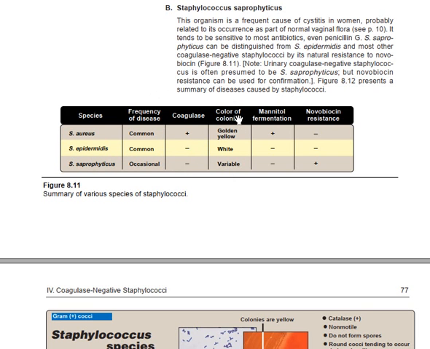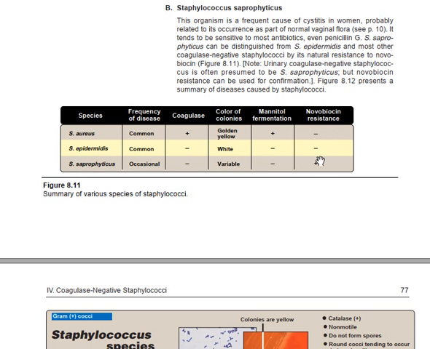The color of the colonies: Staphylococcus aureus is golden yellow, Staphylococcus epidermidis is whitish, and saprophyticus is variable. Mannitol fermentation: it is aureus that is mostly involved with fermentation of mannitol. Epidermidis no, and saprophyticus no. Novobiocin resistance: aureus is not resistant to that.